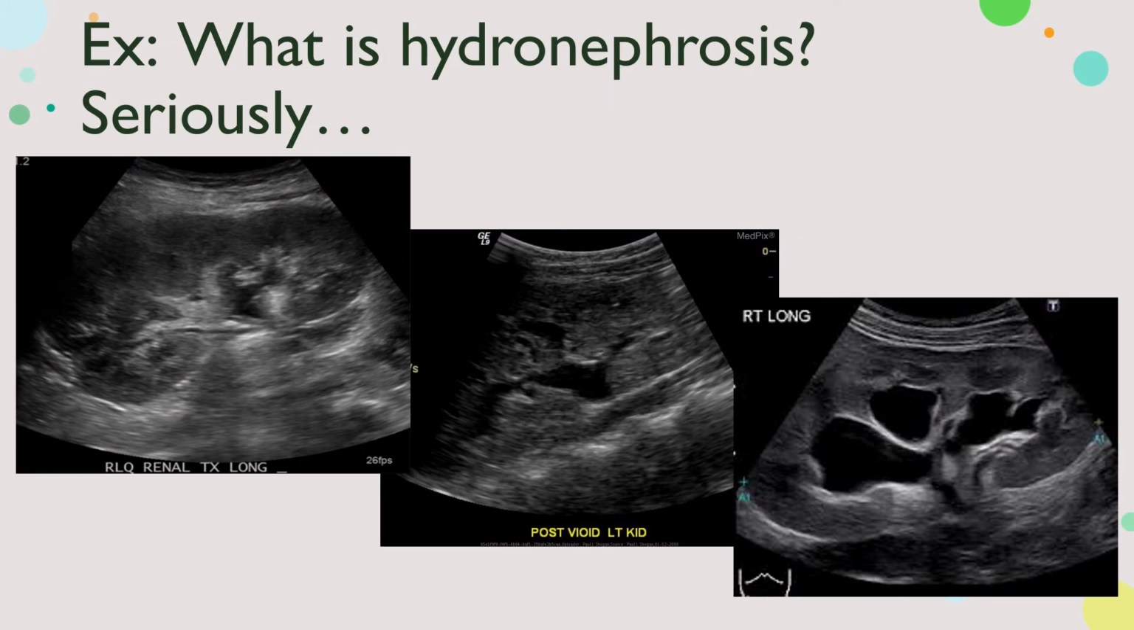So, for example, what is hydronephrosis? Really? In the first image, I think everybody would look at that and go, oh, there's no hydronephrosis. And in the image on the far right, you would look at that and go, oh, there's definitely hydronephrosis. Do you grade it? Do you call it mild, moderate, severe? Okay. What about the middle image? What do you do with that? And this is a post-void image. So what if it looked worse than that and then they voided and it looked more normal? Or what if this is what it looked like before they voided and then it looks the same after they void? What do we do with all that? Well, we're about to fix that.